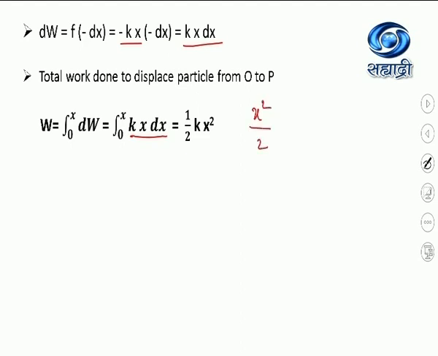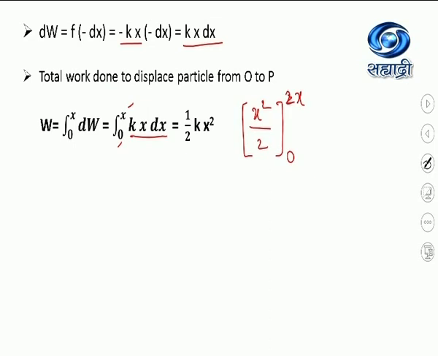Integration is x square by 2, and the lower limit is 0 and the upper limit is x, because the integration is going from 0 to x. So the limits are 0 to x. Now if we substitute the upper limit first, we get x square by 2. If the lower limit 0 is substituted, then it becomes 0. That's why finally the total work done in terms of integration comes out to be half kx square.